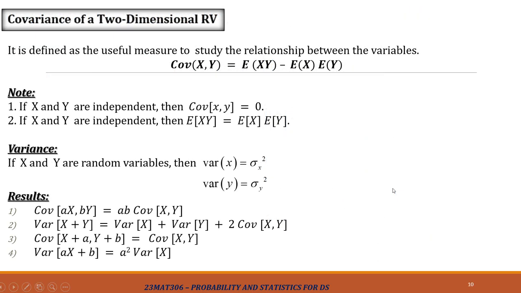Next, covariance of two-dimensional random variables. The covariance is defined as a useful measure to study the relationship between the variables. Its formula is the expected value of xy minus the expected value of x into the expected value of y. Okay.